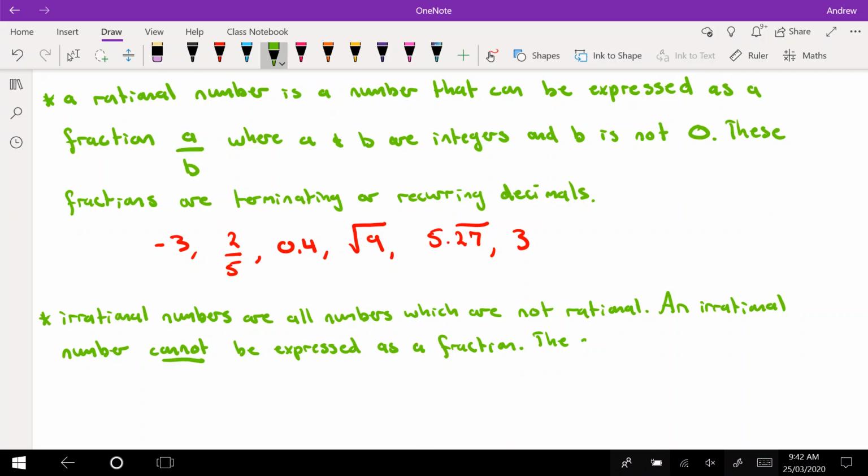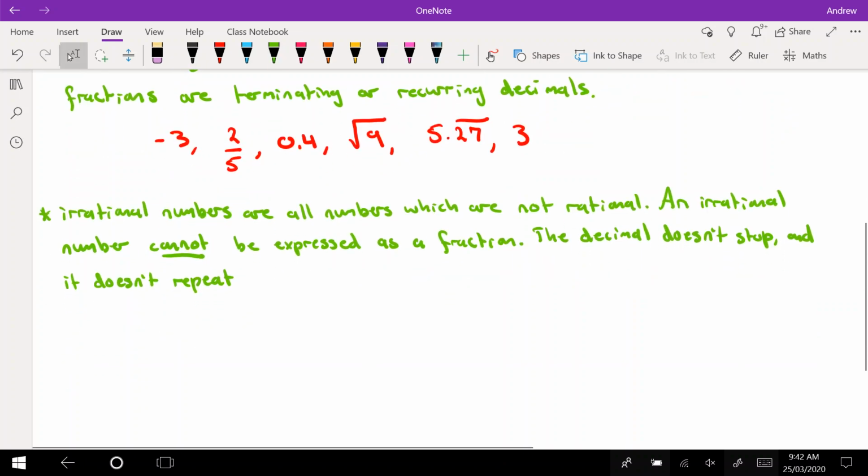The decimal doesn't stop, and it doesn't repeat. So when you convert a fraction to a decimal, and that decimal doesn't stop and doesn't repeat, then that number is irrational. Some common examples of irrational numbers: Sean said a good one earlier, pi. Pi is an irrational number because it goes on and on and cannot be expressed as a fraction.